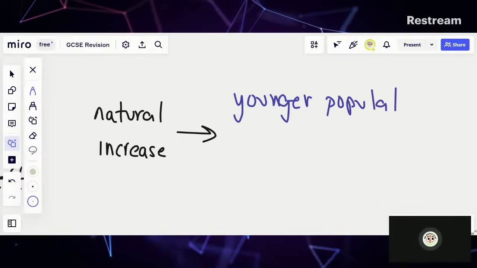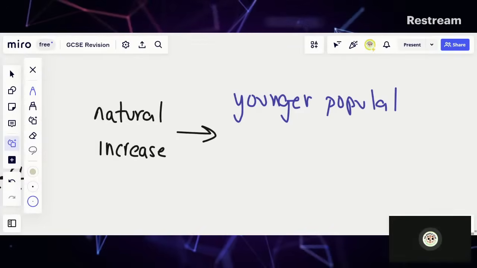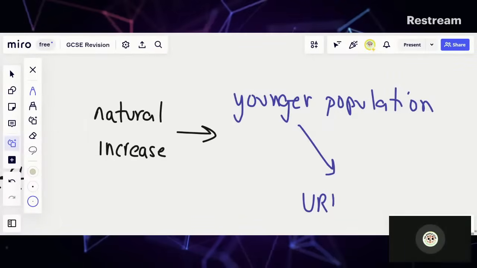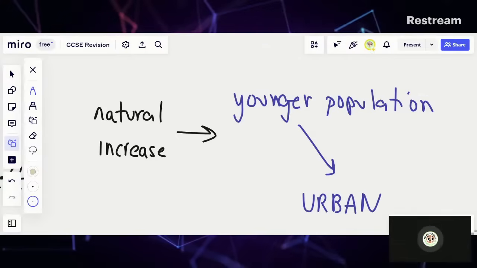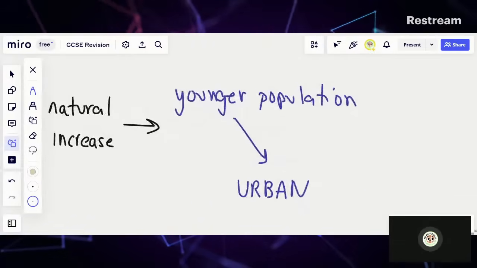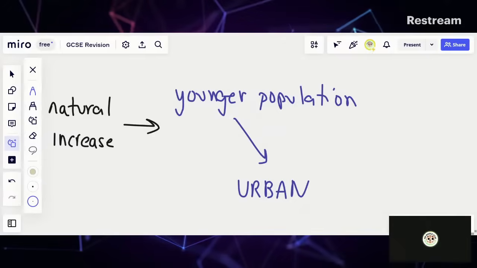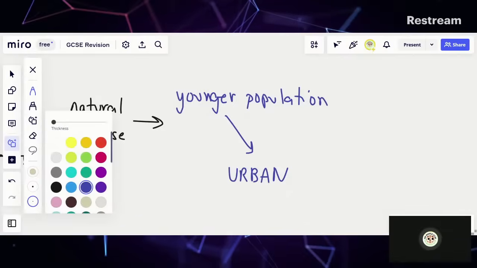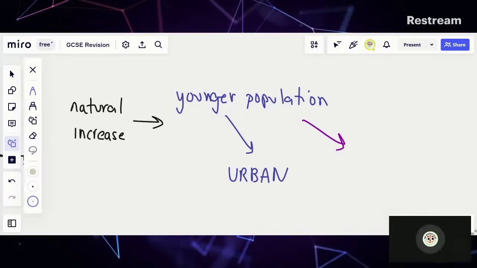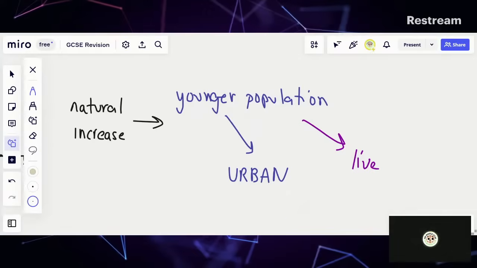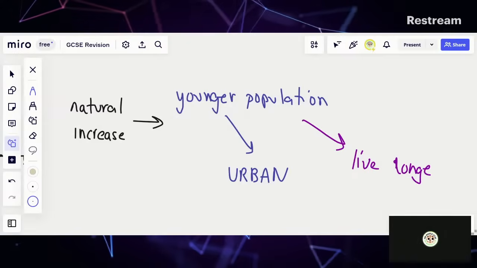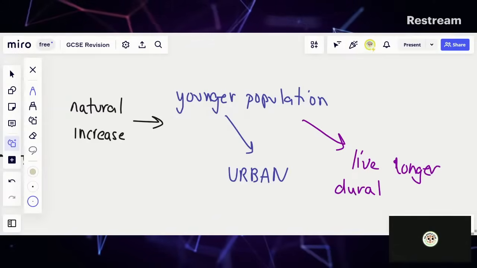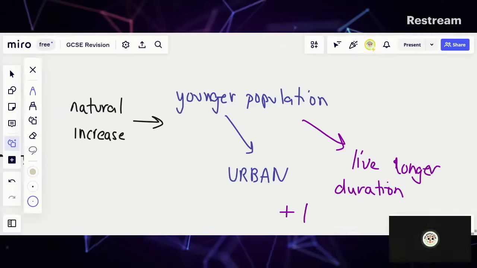tend to move to these urban areas because they go in search of jobs, in search of work. You don't tend to see the elderly moving into cities, you tend to see the elderly moving out of cities. Now, what this then causes is, since the younger population is going there, that means that the younger population are more likely to live there for a longer duration of time, and therefore they're more likely to have children as well.